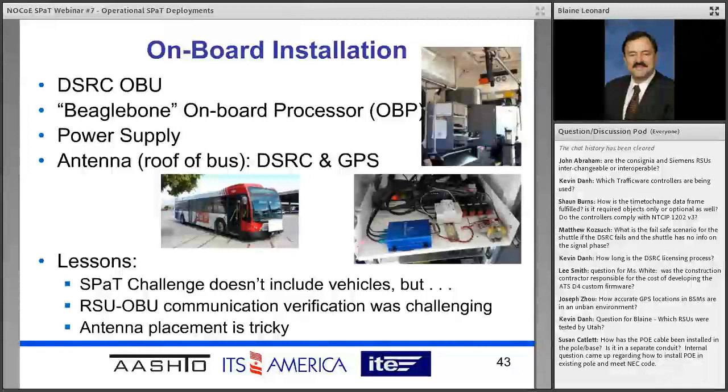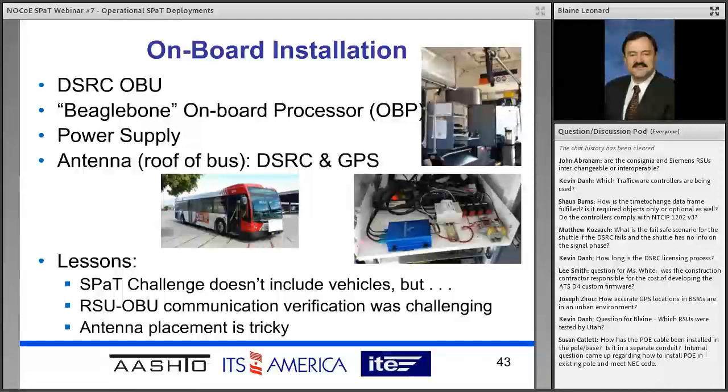The SPaT challenge really isn't about working with vehicles, but I mentioned that we moved into a transit signal priority kind of application, and we installed onboard units, OBUs, into some city buses. Right behind the driver's seat, there is a cabinet, the upper right-hand picture, an electronics cabinet where all of their radio and electronics equipment are housed. They allowed us, in the photo right under that, to put an onboard unit on one of those shelves, and you can see the onboard unit there with the onboard processor in the little white-colored box.